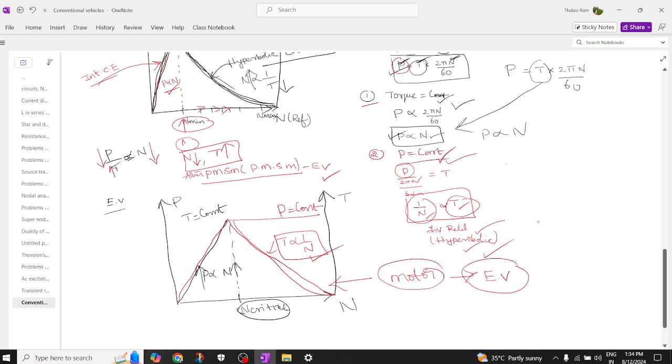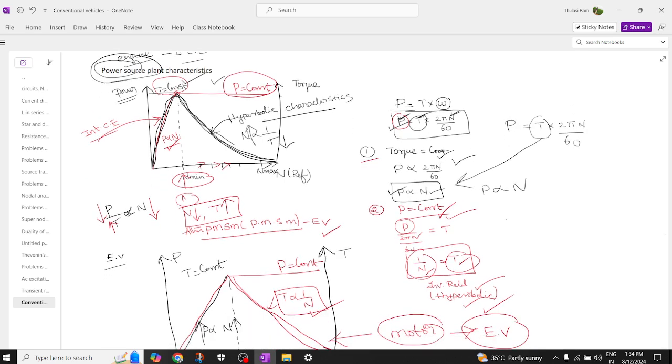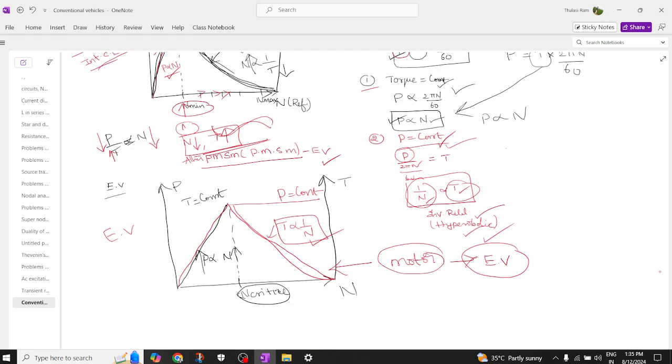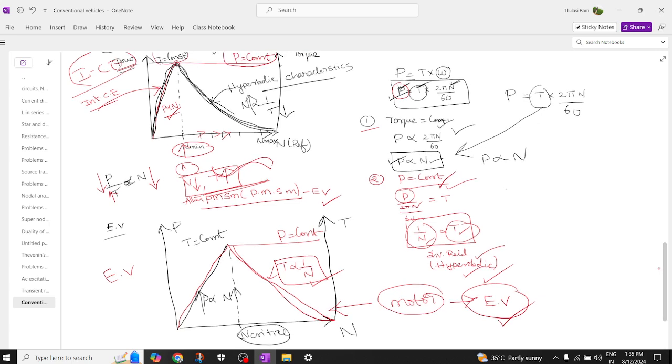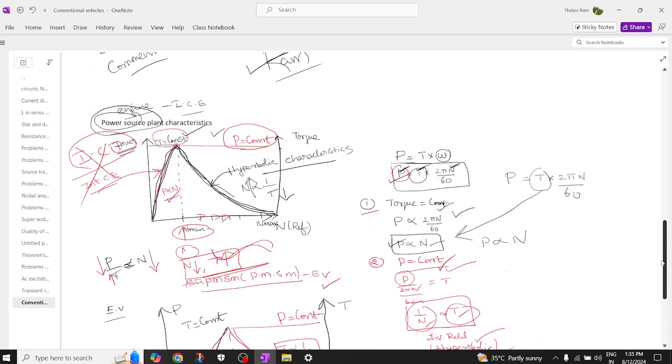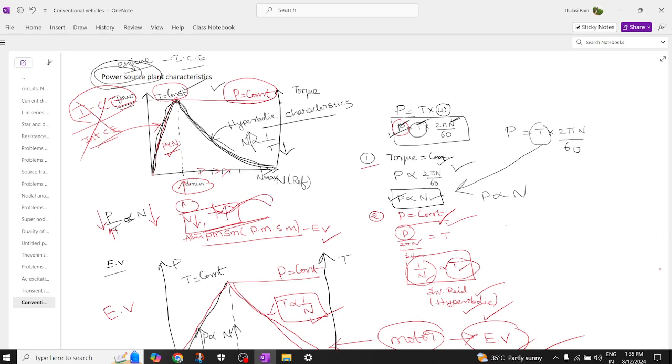So these are the power source characteristics of an internal combustion engine and the power source characteristics exhibited by an electric vehicle. You can see these two have similar characteristics. The performance exhibited by an internal combustion engine is also exhibited by an electric vehicle, so the internal combustion engine can be replaced with an EV motor. This is all about the power source characteristics of an IC engine in comparison with an electric vehicle.